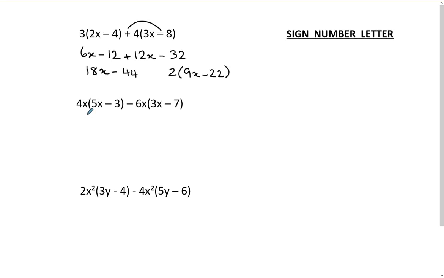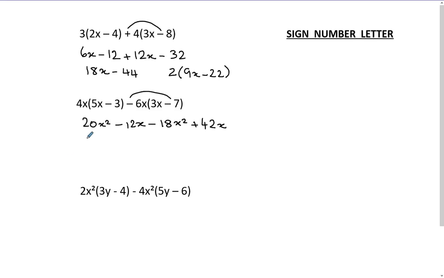Sign positive, number 20, letter x squared. Sign minus, number 12, letter x. Sign minus, number 6 times 3 is 18, letter x squared. Sign minus times a minus is a positive. 6 times 7 is 42, letter x.